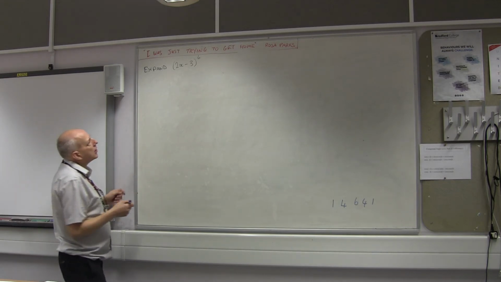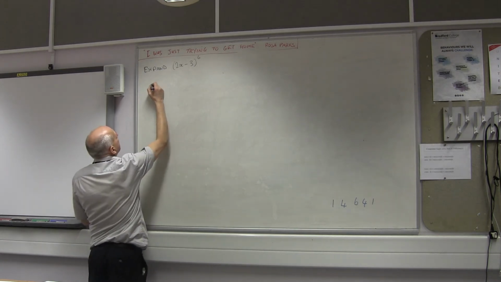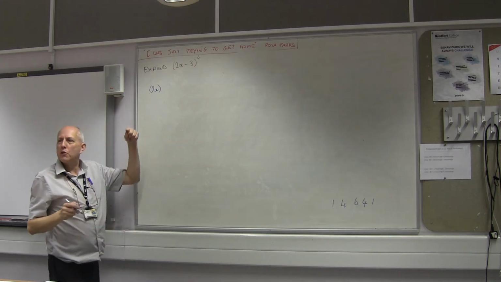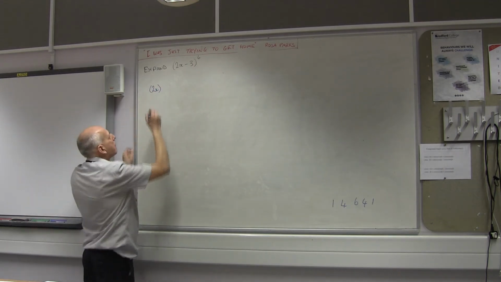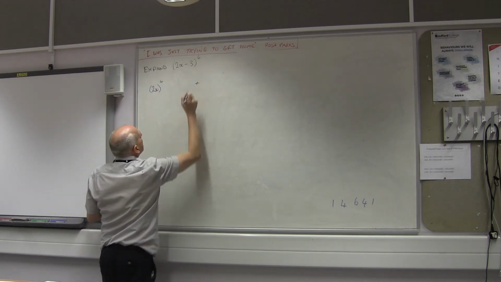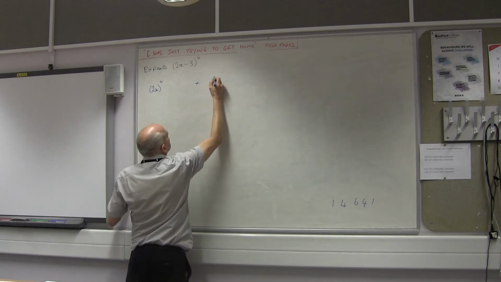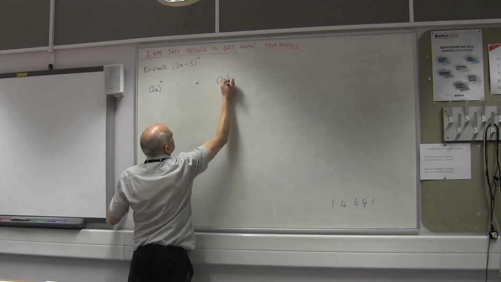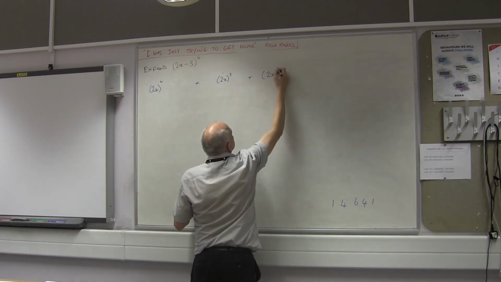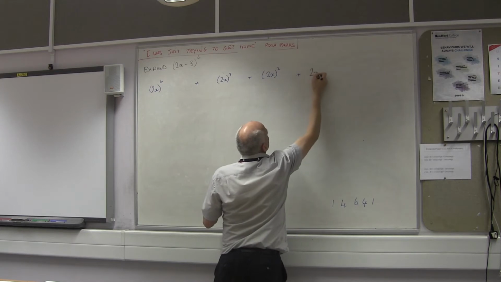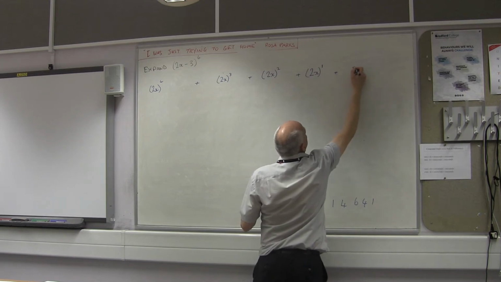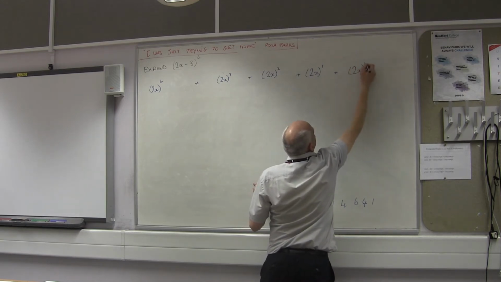Okay, so let's have a look. So we're going to have 2x. I'm going to put it in brackets because I'm going to raise this to the power 4. Raising it to the power 4 applies to both of these, the 2 and the x. Then I've got a countdown. So 2x to the 3, plus 2x to the 2, plus 2x to the 1, plus 2x to the 0.